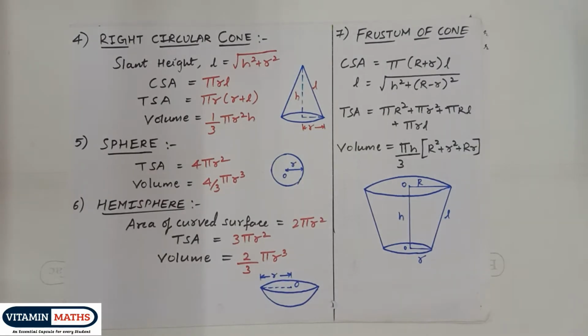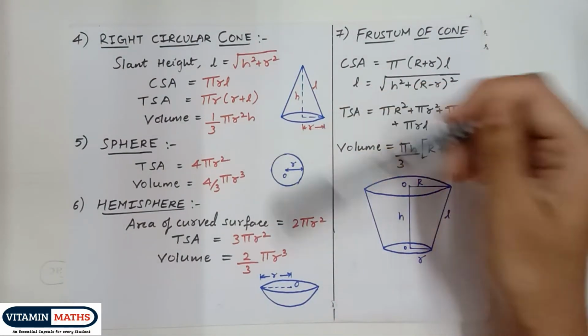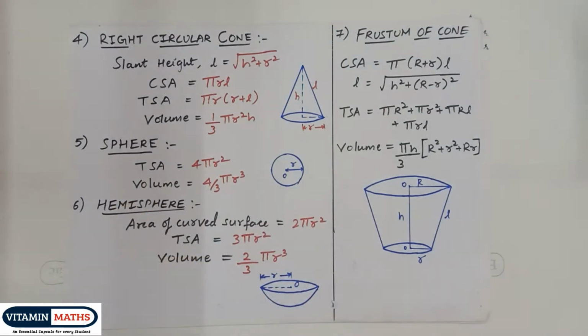Next, sphere: total surface area is 4 pi r square. There is no curved surface area for a sphere because it is complete, there is no other surface. Volume is 4 by 3 pi r cube. Hemisphere: curved surface area is 2 pi r square. Total surface area is 2 pi r square plus pi r square for the top surface, which is a circle, so it is 3 pi r square. Volume is 2 by 3 pi r cube.